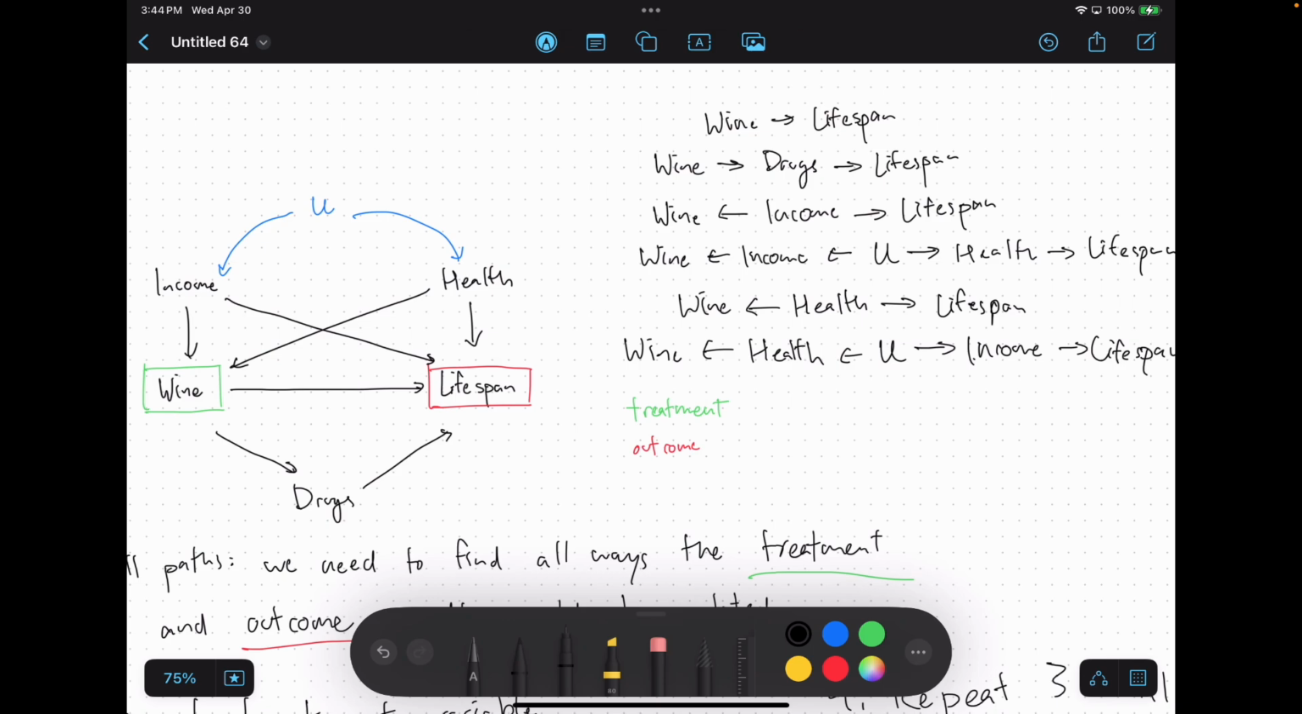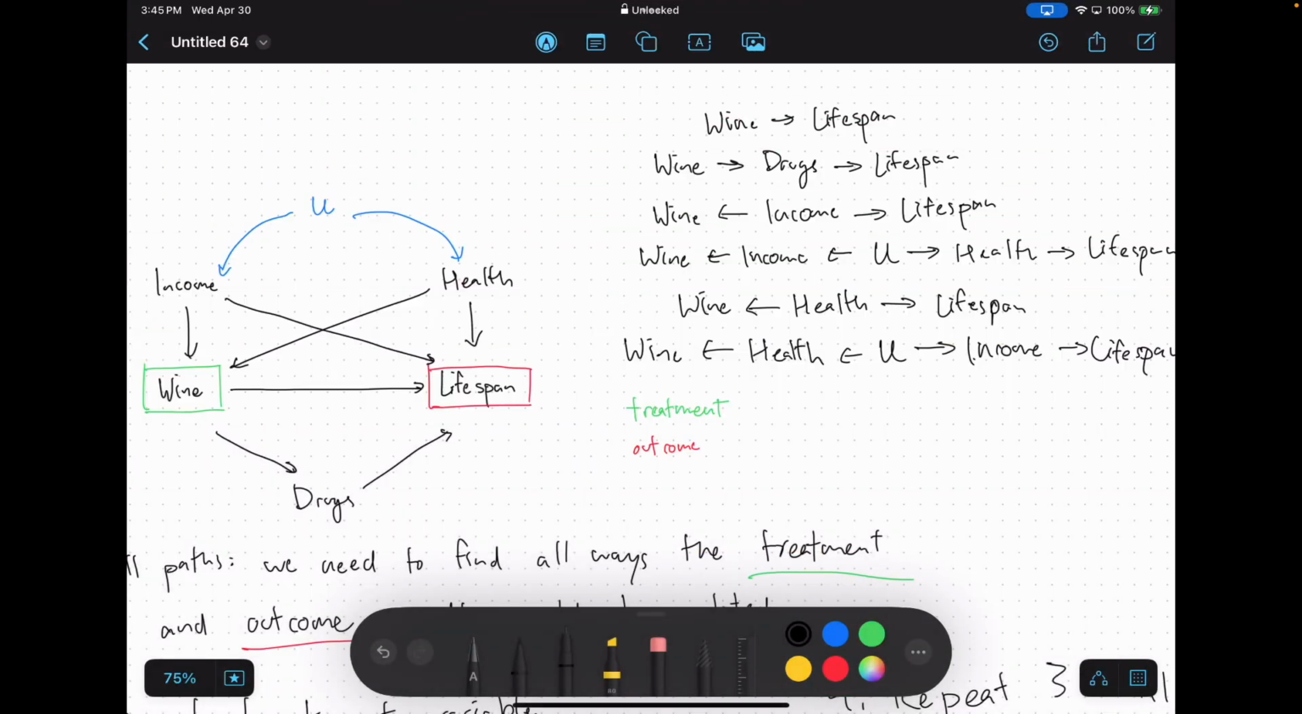So this is like closing the door, right? You observe changes in wine, and you observe changes in lifespan, and by closing the door or removing the variation in income, I now have to say that variation that we observe from wine and lifespan can't be coming from income through that particular path. Does that make sense?